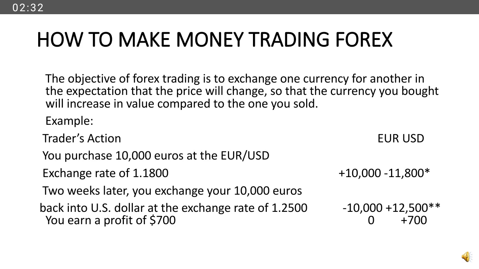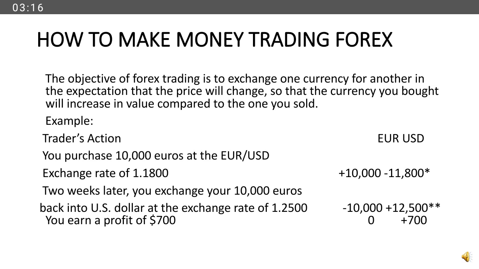Now, let's say you purchase 10,000 euros at the exchange rate of 1.1800. That's the exchange rate at which you purchased it. So when you multiply 10,000 euros times 1.1800, you get 11,800. Then let's say 2 weeks later, you exchange your 10,000 euros back into US dollars.